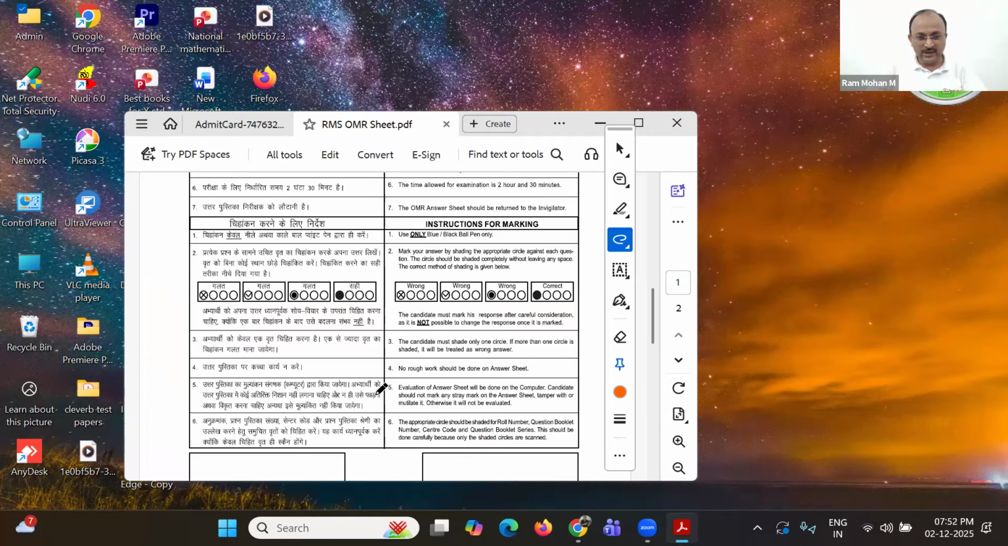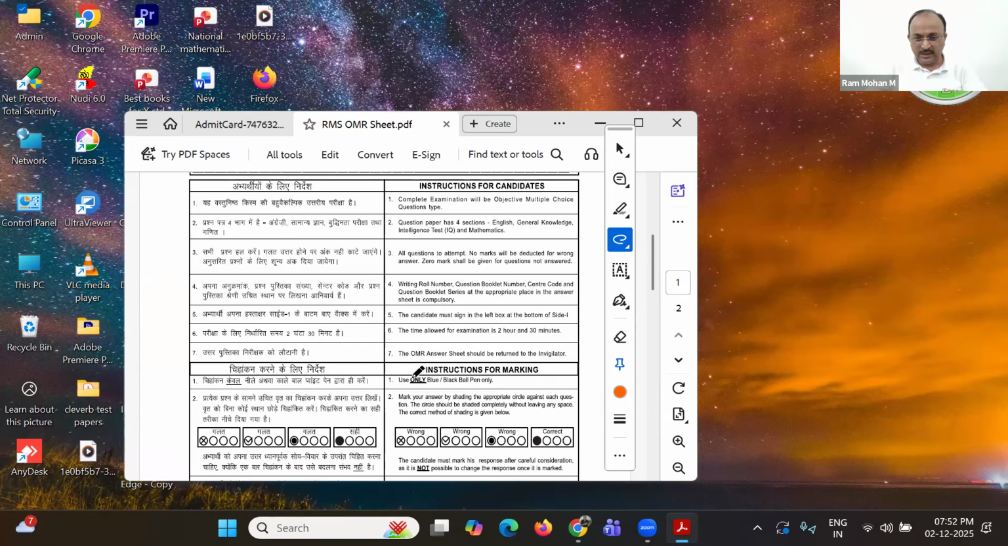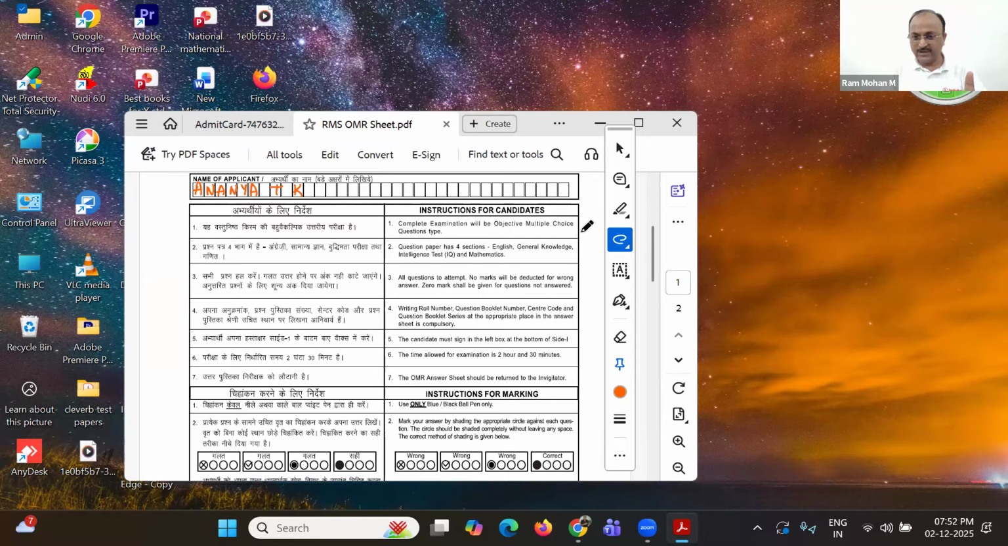Now what we'll do? We are going to read the instructions. First thing is that the complete examination will be objective multiple choice questions. All that you already know, you have taken the mock tests. It means all will be MCQ based questions. The question paper has 4 sections: English, followed by general knowledge, then intelligence test and mathematics. All questions are to be attempted. No marks will be deducted for wrong answers. 0 marks shall be given for questions not answered.